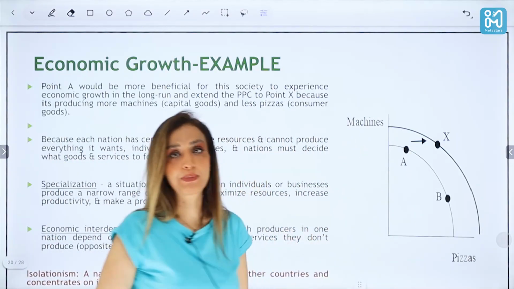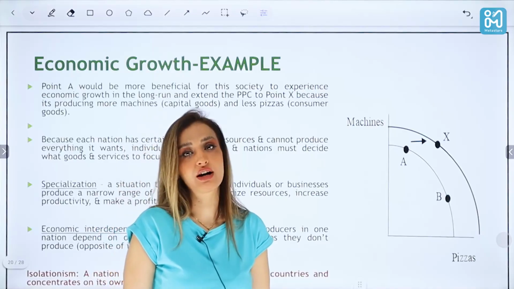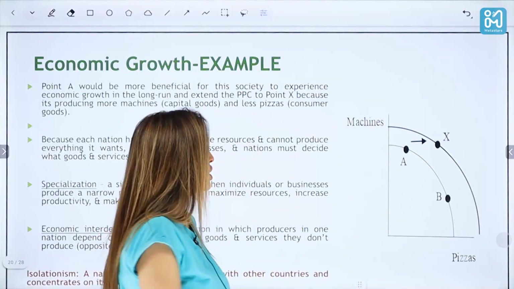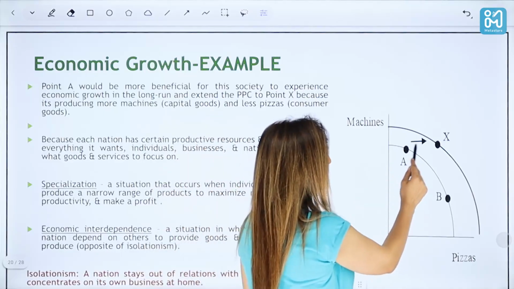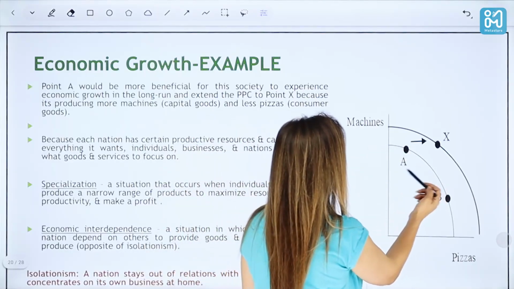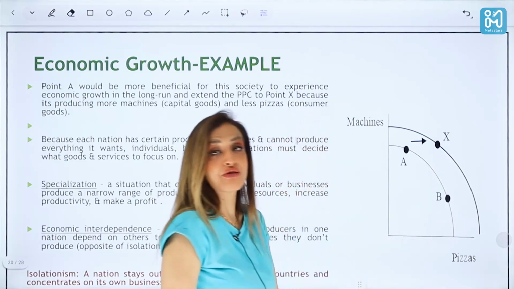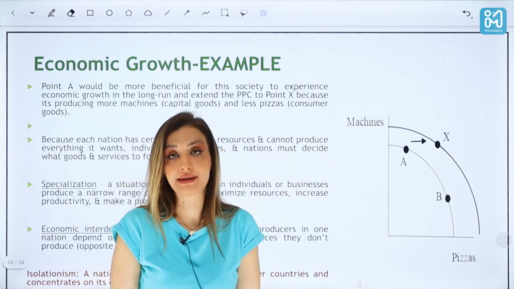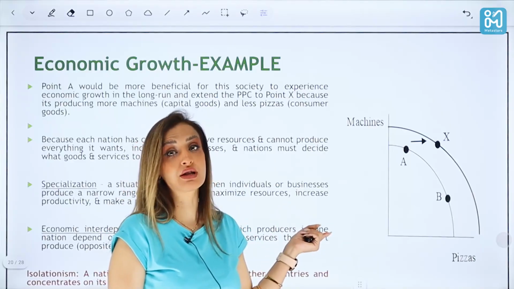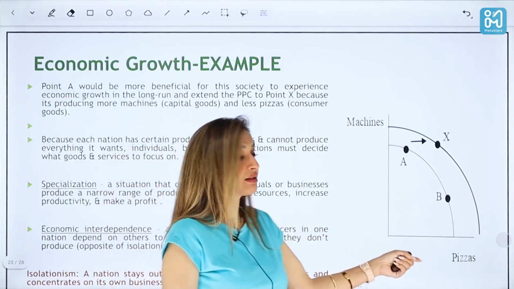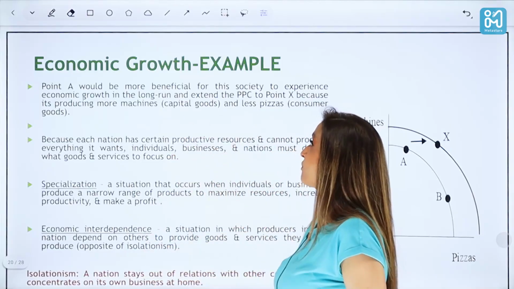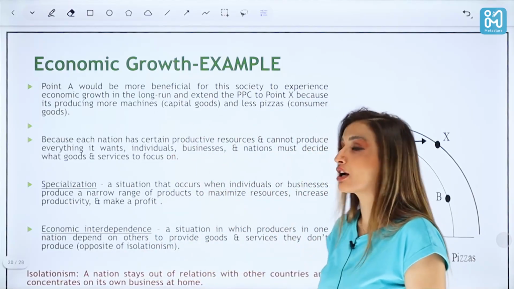Pizzas and machines. Pizzas are a consumer good. Machines are capital goods. So since this point, I have, as you can see, shifted here from left to right. Since I'm moving from point A to point X, that means I increased my production in capital goods more than consumer goods. Point A would be more beneficial for this society to experience economic growth.